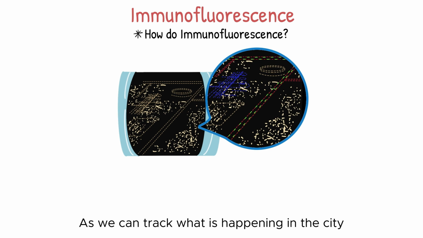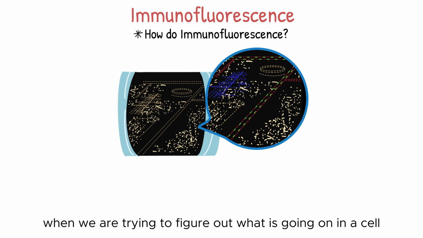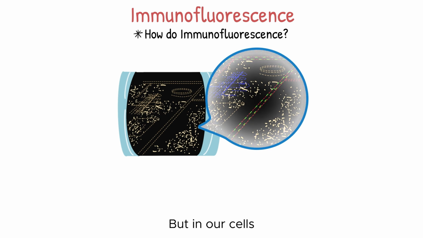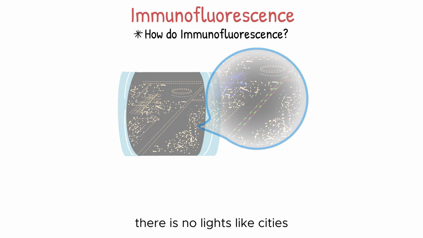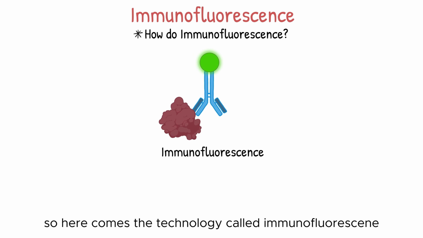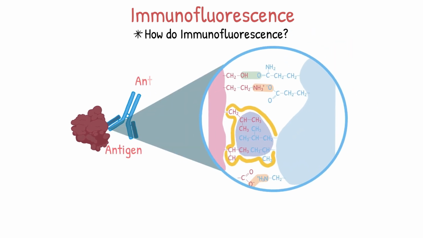As we can track what is happening in the city by different light markers, when we are trying to figure out what is going on in a cell, we can also track what is happening through light markers. But in our cells, there are no lights like in cities, so we need fluorescence to mark targets by an immune method. So here comes the technology called immunofluorescence.